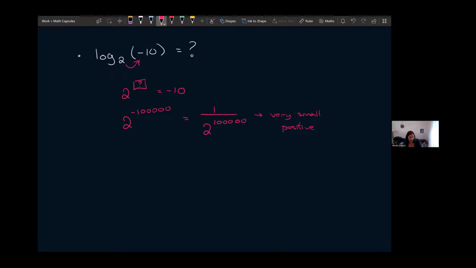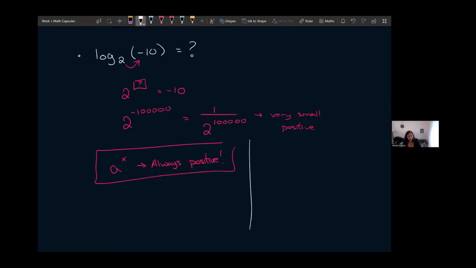That's always the case. So really important to know, any exponent, no matter what you plug in for that exponent, it's always going to be positive. That's a fact about exponents. Every fact about exponents gives you a fact about logarithms because they're inverses. So if that's true for exponents, if a to the x is always positive, so a to the x never, ever, ever gives me a negative number, what does that do to logarithms?